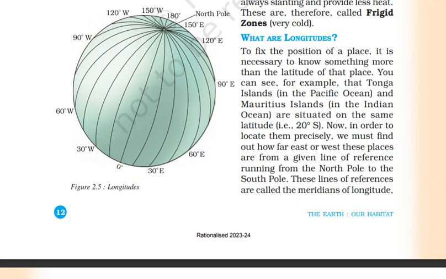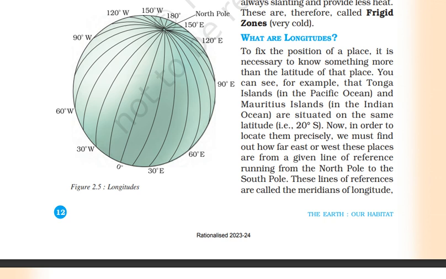What are longitudes? To fix the position of a place, it is necessary to know something more than the latitude of that place. You can see, for example, that Tonga Islands in the Pacific Ocean and Mauritius Islands in the Indian Ocean are situated on the same latitude, that is 20 degrees south. Now, in order to locate them precisely, we must find out how far east or west these places are from a given line of reference running from the North Pole to the South Pole.